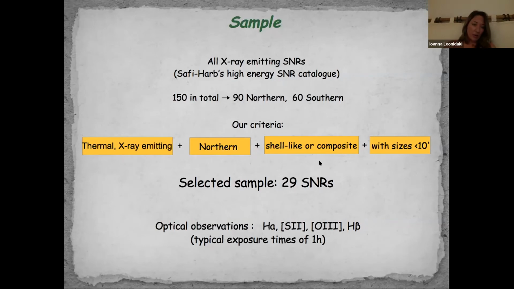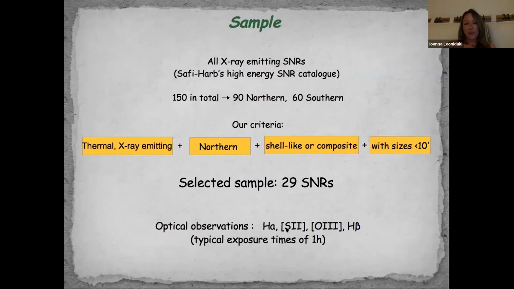We don't put any constraint on the morphology or the type yet. The only constraint we put at the moment is the size, because 10 arcminutes is the field of view of the telescope. So, in order not to perform mosaicing and just have a single frame, we ended up with a final sample of 29 SNRs. In the last years we started observing these almost 30 SNRs in 4 filters: H alpha, sulfur II, oxygen, and H beta, with typical exposures of at least 1 hour per filter. And the reason for choosing these filters was not random.